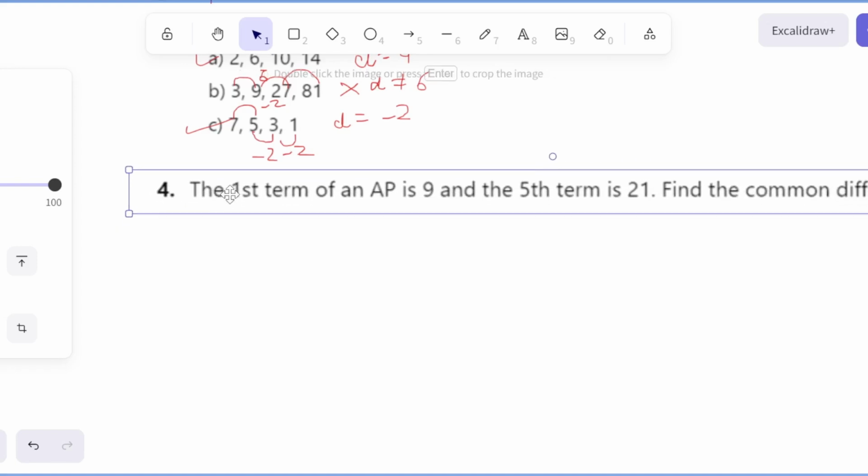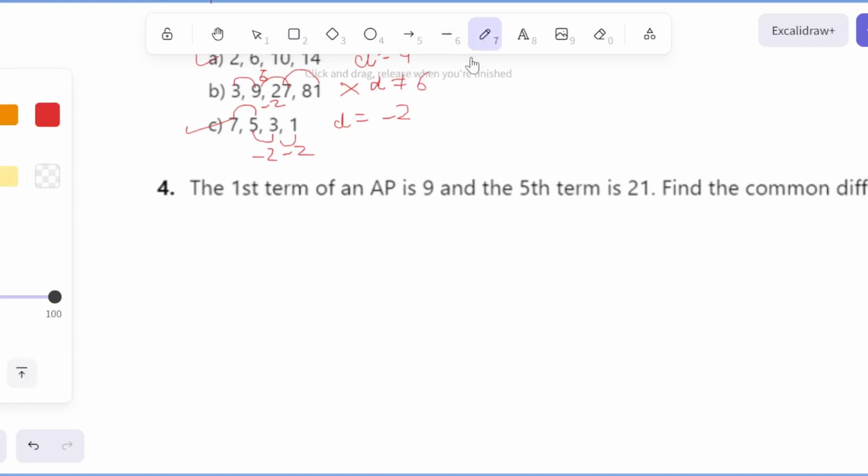Right now it's fine. The question is, the first term of an AP is 9. So A is given as 9, and the fifth term is 21, meaning T5 is given as 21. We need to figure out the common difference, D.